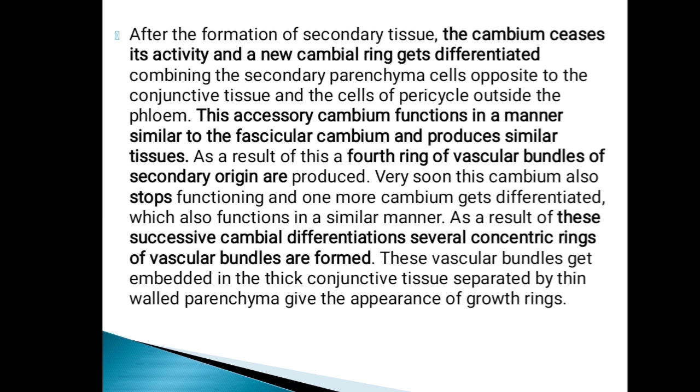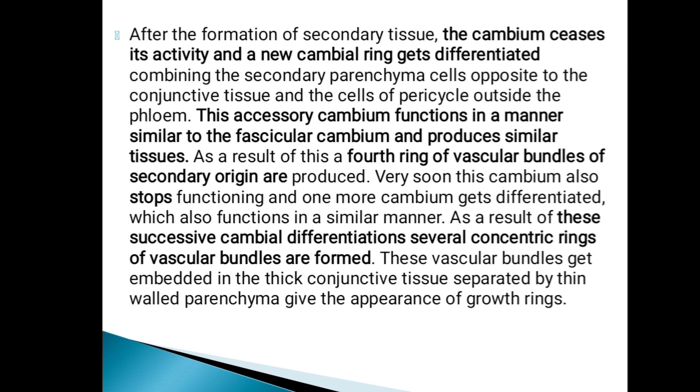This is the abnormal, unusual character here, combining the secondary parenchyma cells opposite to the conjunctive tissue and the cells of the pericycle outside the phloem. This accessory cambium functions in a manner similar to vascular cambium and produces similar tissues. As a result of this, a fourth ring of vascular bundles of secondary origin is produced. Very soon, this cambium also stops functioning, and one more cambial ring gets differentiated, which also functions in a similar manner.